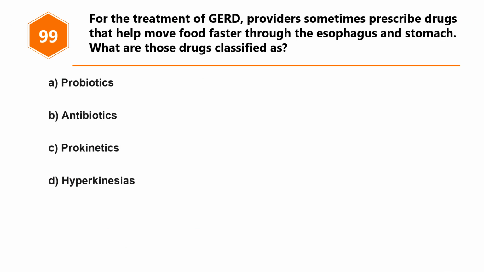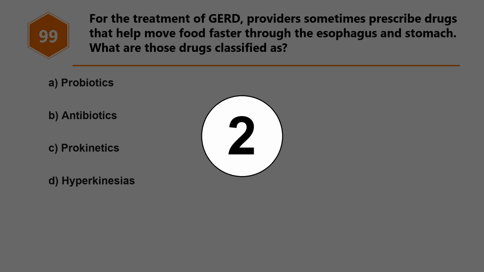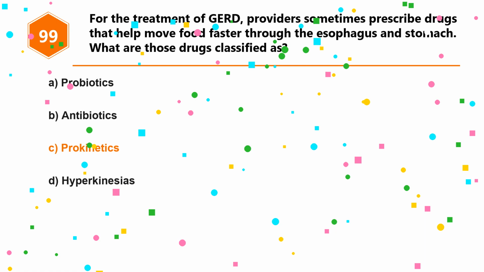Question 99. For the treatment of GERD, providers sometimes prescribe drugs that help move food faster through the esophagus and stomach. What are those drugs classified as? Option A, probiotics. Option B, antibiotics. Option C, prokinetics. Option D, hyperkinesias. The correct answer is option C, prokinetics.